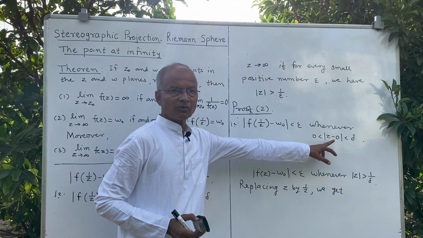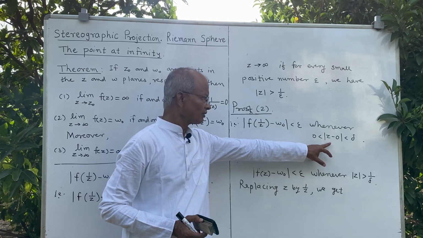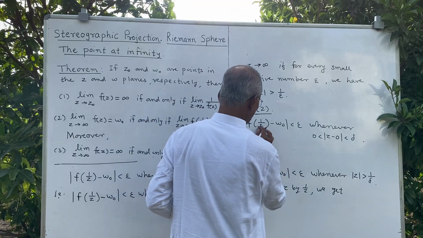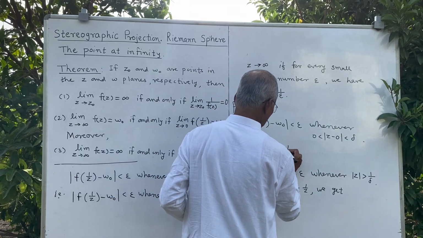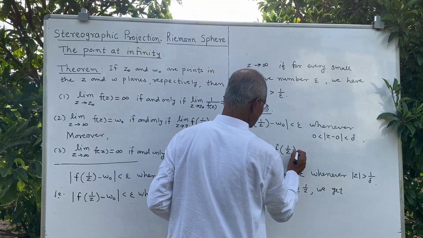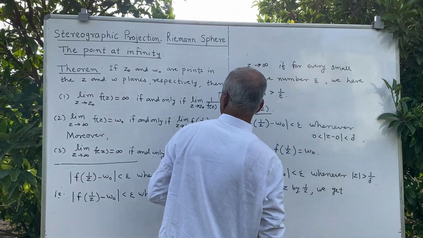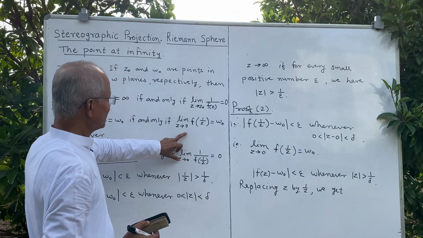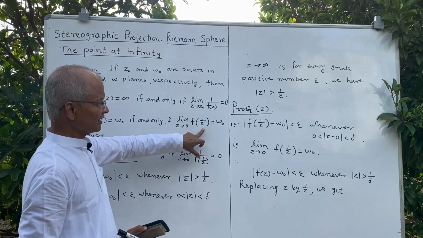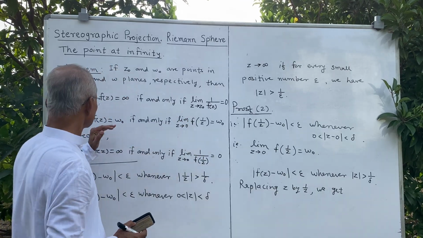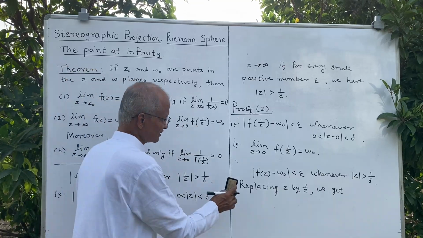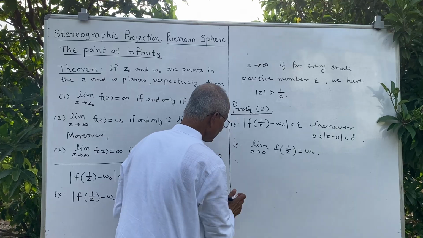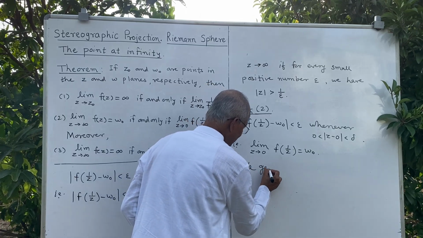This is a neighborhood of 0, z lies in the delta neighborhood of 0 means z is close to 0, and f of 1 upon z will approach towards w naught. See, this is what we want to prove: limit z tends to 0 of f of 1 by z is equal to w naught, and thus starting with the first result we have obtained the second. The converse part is proved similarly. We get the converse part in a similar manner.